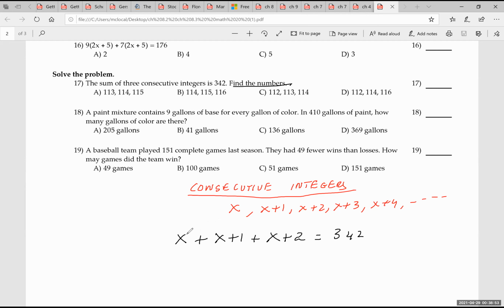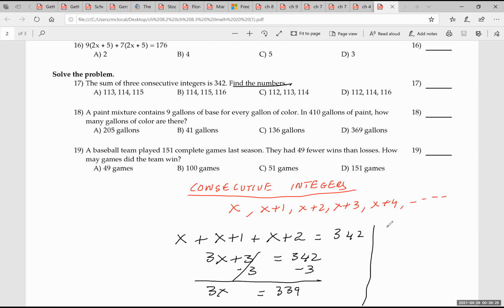Okay, so how many x's do we have? 1, 2, 3. So we have 3x. How many numbers do we have? We have a 2 and we have a 1. So we have a 3. Equals 342. Okay, then you minus 3 on both sides. So this cancels out. You get 3x is equal to 342 minus 3, which will give you 339. Okay, so you have 3x is equal to 339.